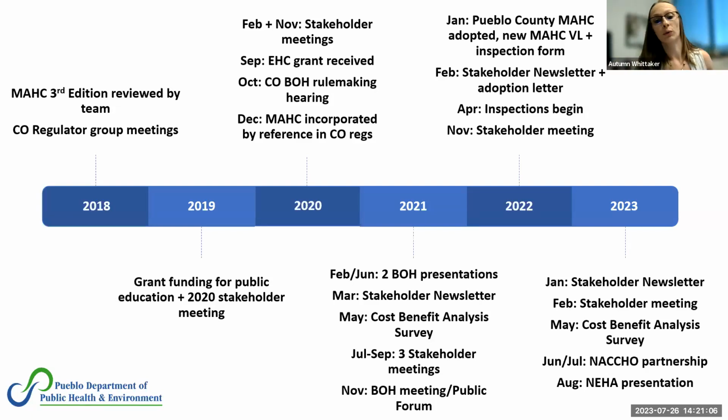So we want to give a quick timeline as to how long this process has been occurring. It started back in 2018, where the third edition of the MAHC was released, and our team began looking at that and seeing it as a viable option for what we wanted to adopt and change our regulations to. We also started attending a Colorado regulator group that was meeting about monthly, with other local public health agencies who are doing swimming pool programs, and so we started collaborating with our partners across the state, which was really beneficial for us.